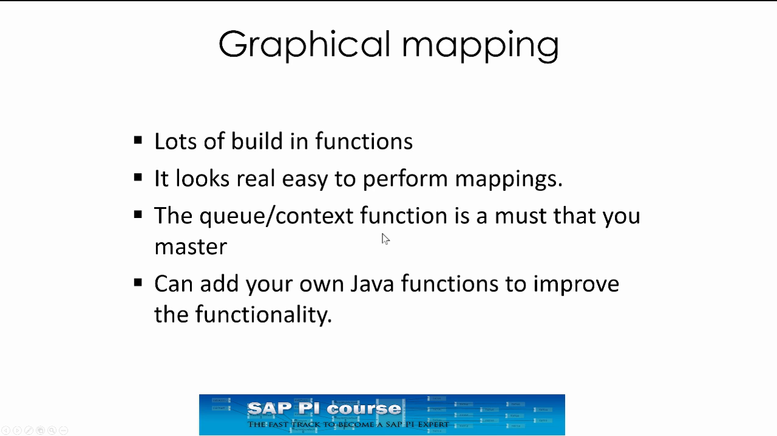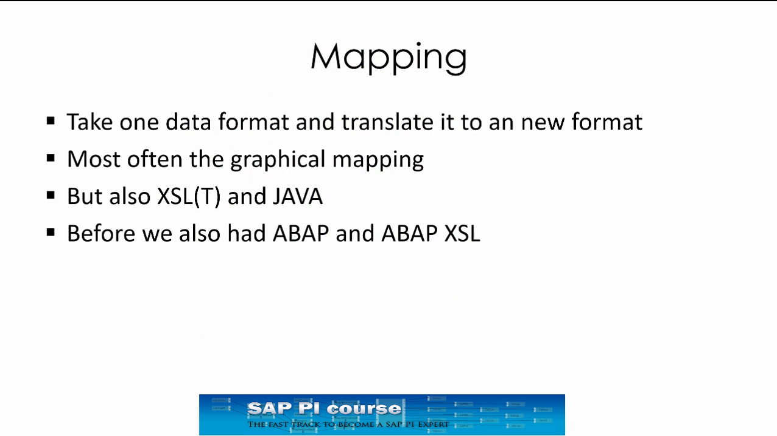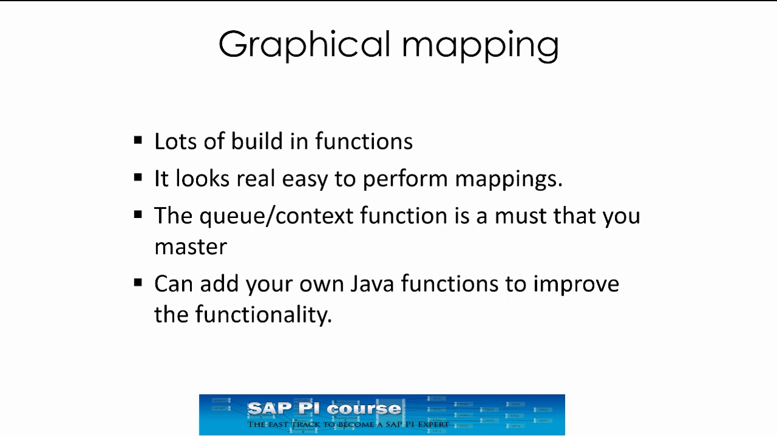The queues and context, you'd see those when you have some elements like the one we had in this XML, where we have two product numbers in different lines, and you need to figure out which of these product numbers we need to be using in our output document. You can create your own Java functions to improve the functionality, and this is really useful if you have something that you want to achieve and some of the standard functions do not support it. Then you can create your own library or import another one and start using it.